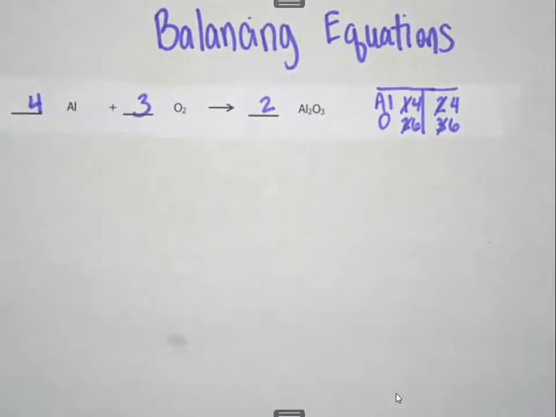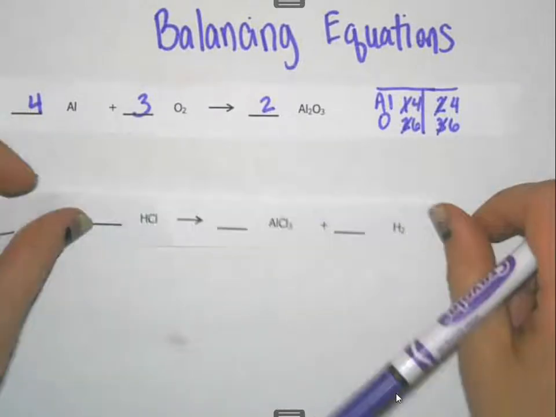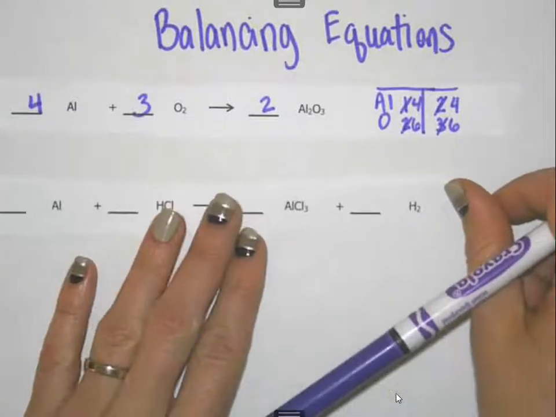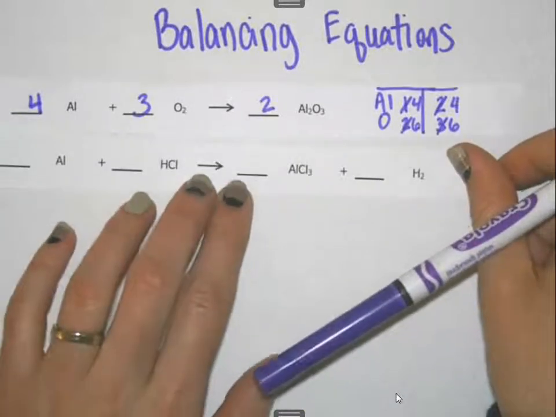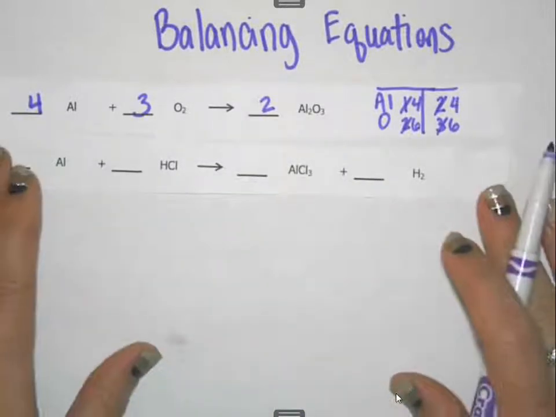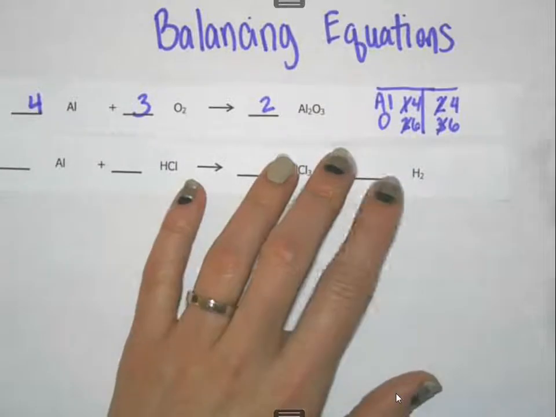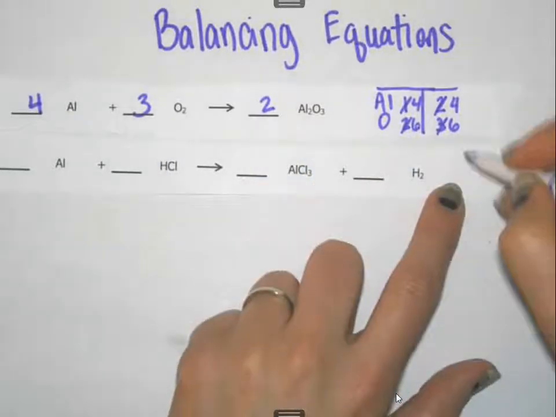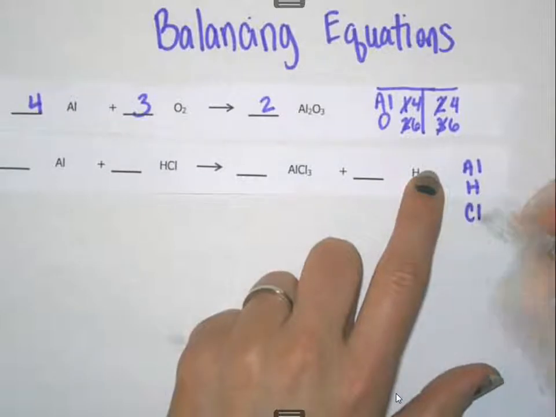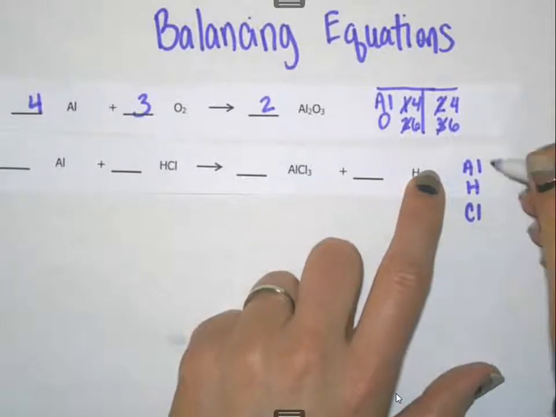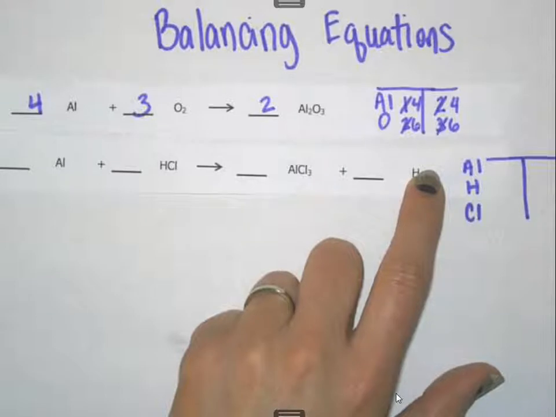Alright, for another problem here, here's another one. Al plus HCl makes AlCl3 and H2. So to do this one, I'm going to make another chart. I have aluminum, and I have hydrogen, and I have chlorine. And I'm going to make my little T-chart off my paper here.